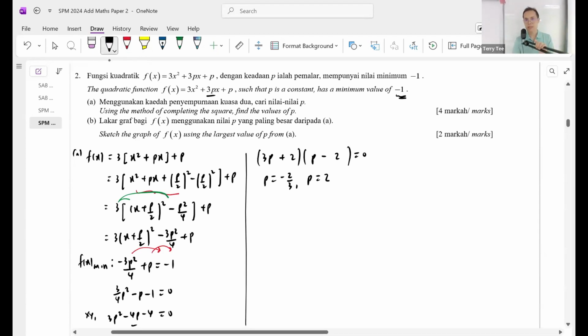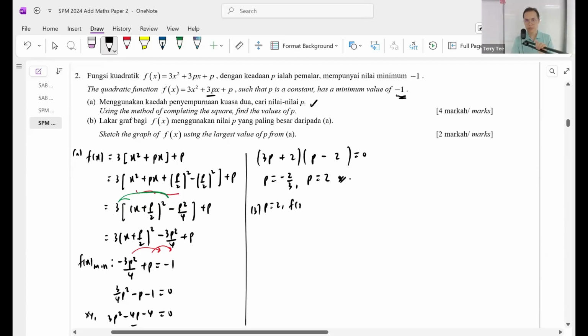All right, now in this case, the question say, find the value, nilai value of p. So I got 2 answers. We take both. But for part B, they say, sketch a graph using the largest value of p. So that means your p is now 2. Okay, so when your p is 2, what's your function now?